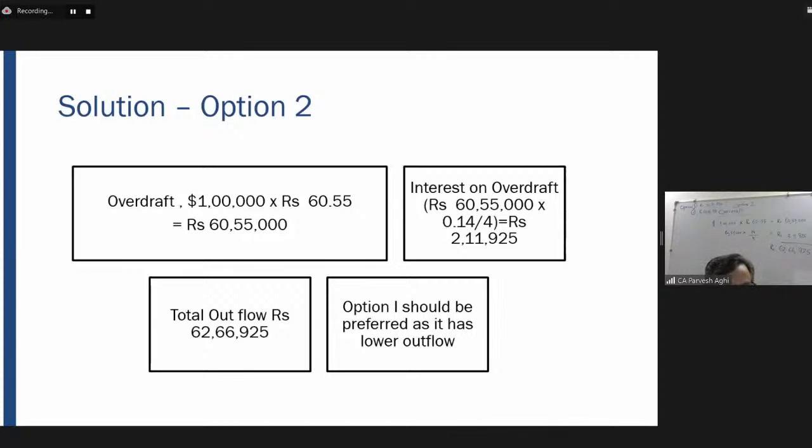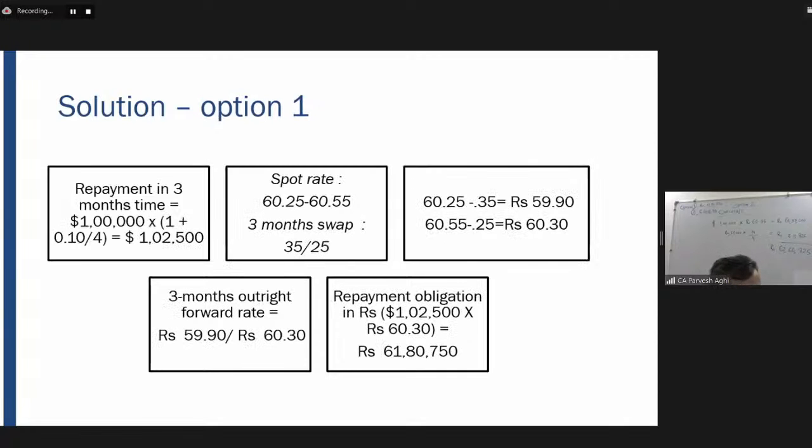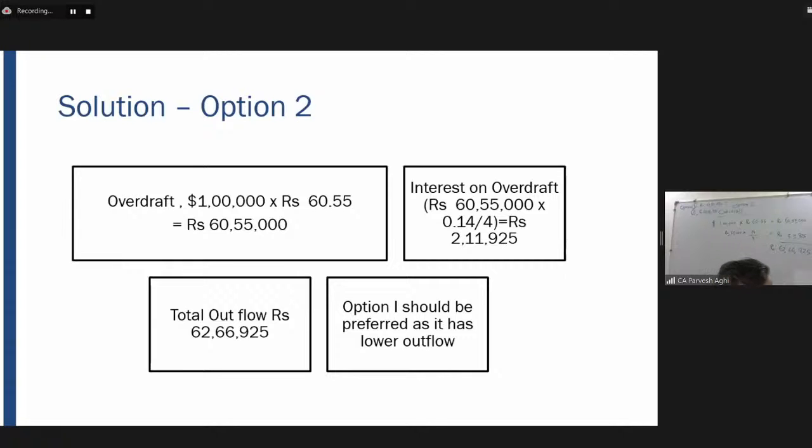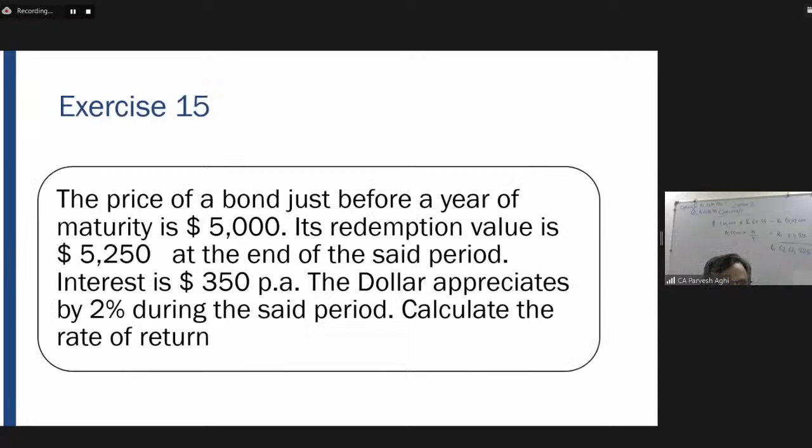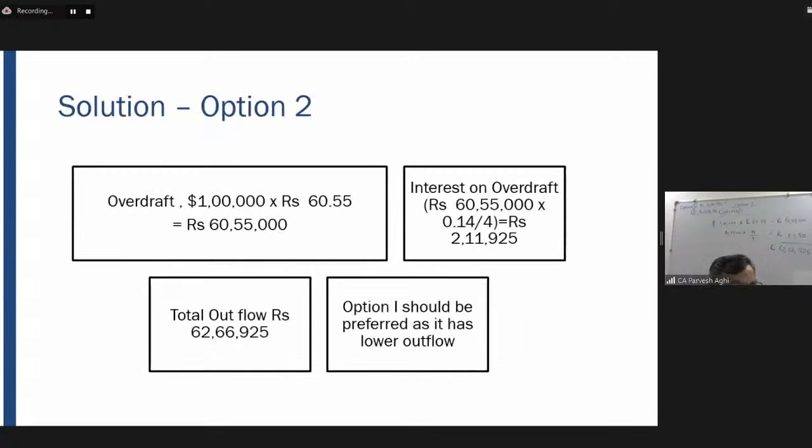The outflow was much lower. If you look at option number one, it was 61,80,750, and here the outflow is 62,66,925. So option number one should be preferred. So we are through with this exercise.